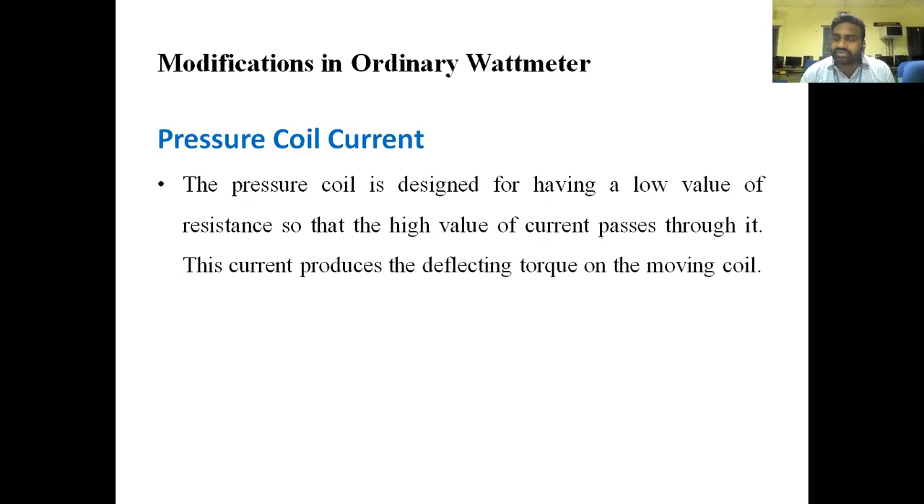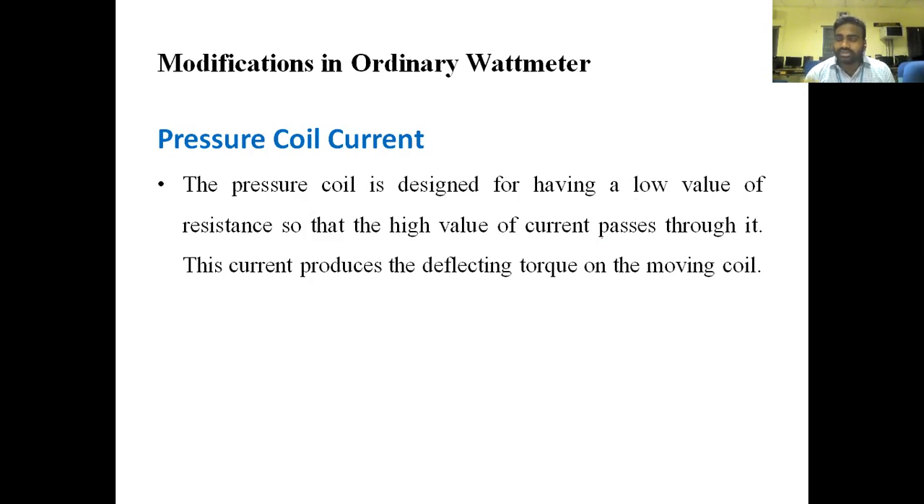The first modification we are going to see is the pressure coil current. How can the pressure coil current be modified? It can be modified by adding a low value of resistance. The pressure coil is designed to have a low value of resistance, so that a high value of current will pass through it. The current produces the deflection torque in the moving coil.